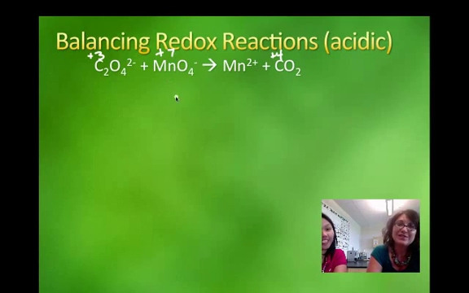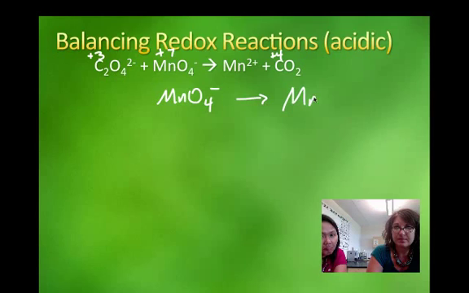All right, let's write half reactions. Manganese is being reduced, yes, because we went from 7 to 2. So let's do our electrons right now. 5 electrons, and we gained them because it was reduced. So 5e. All right, good.